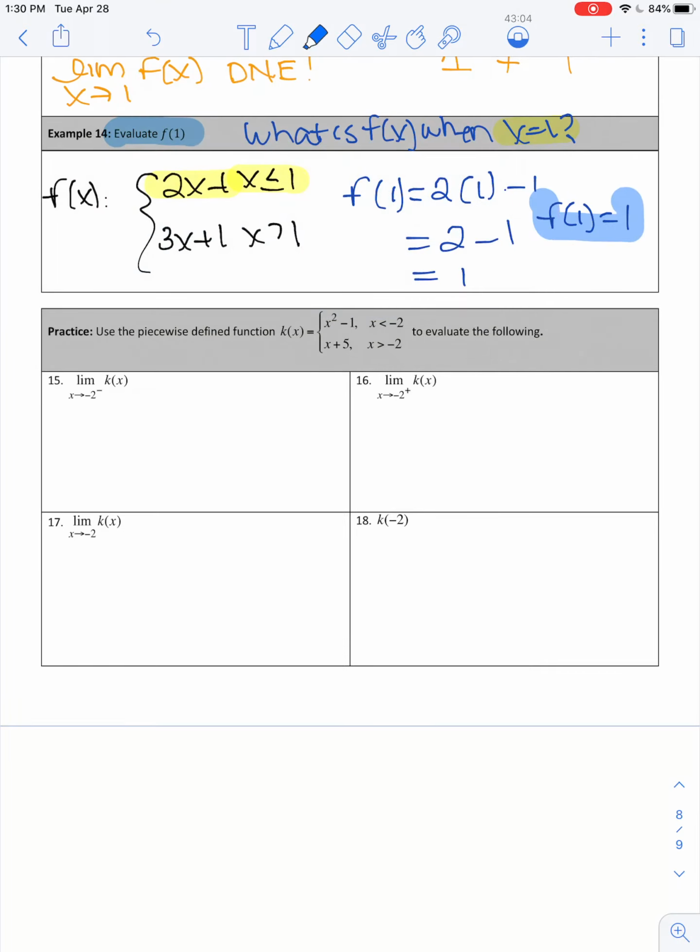And you can go ahead and check out this information on the guided notes. You should see that there is a closed circle at the point (1, 1), and an open circle at the point (1, 4). So that tells us graphically that the output of f of x when x equals 1 is positive 1.